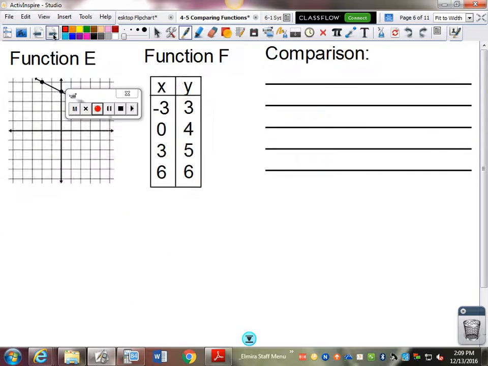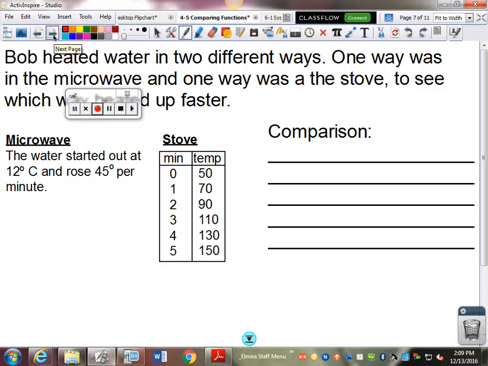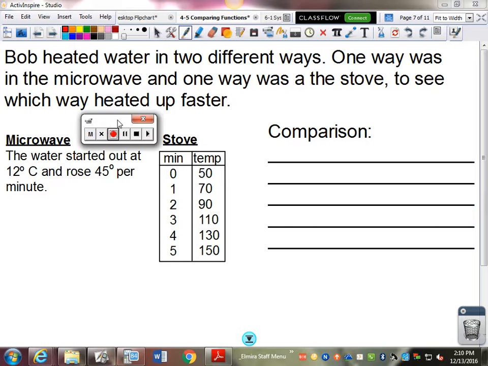Okay, I'm going to fast forward to some of these problems that are actually about something, because this makes more sense then. Bob heated water in 2 different ways. One way was in the microwave and one way was on the stove to see which way heated up faster. Now guys, we live in the real world. I'm sure you've used a microwave and a stove, and you know that the whole point of a microwave is that it heats up faster. I know you know that. But we're going to find exact values.